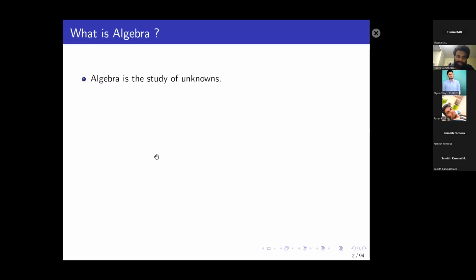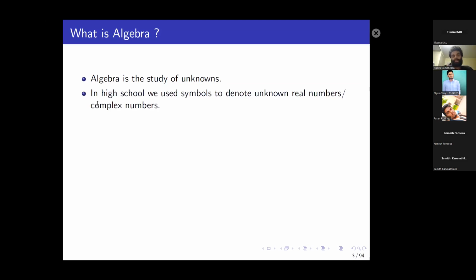So okay, the first question is, what is algebra? I'm talking about algebraic number theory. First, we need to understand what algebra is, right? So algebra is, by definition, the study of unknowns. So when we were school kids, we learned that we use symbols to learn algebra. We use symbols to denote real numbers, so maybe in high school, complex numbers, but we don't know what their values are. But we already knew that they're complex numbers or real numbers, right?